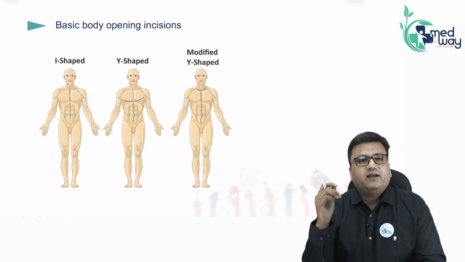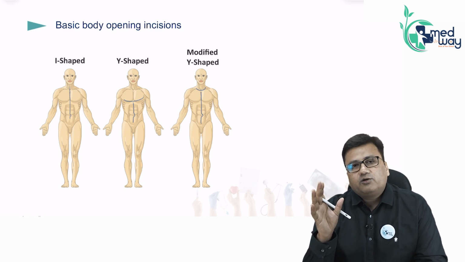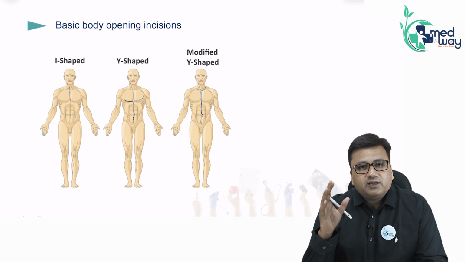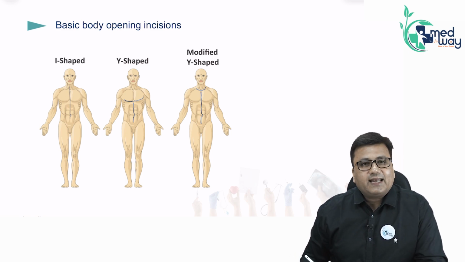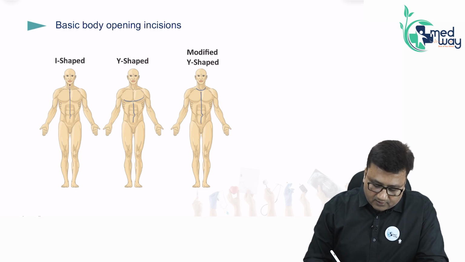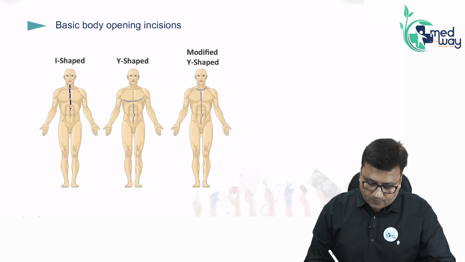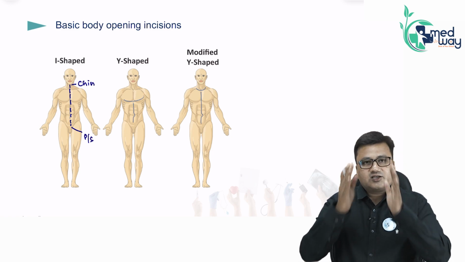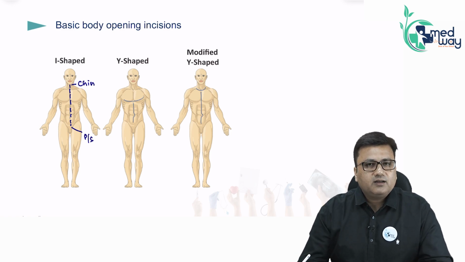Let us move on, and now let us talk about some basic body opening incisions. So, when we are talking about conducting an autopsy, what are the important exterior incisions that we give on the body? The first incision is called an I-shaped incision, where a line goes from chin to pubic symphysis. A straight line, thus dividing the neck, the chest and the thorax into symmetrical cavities.